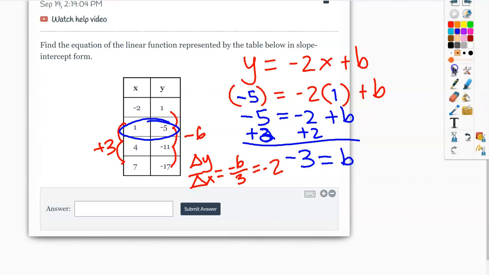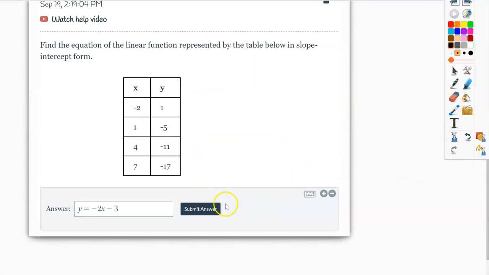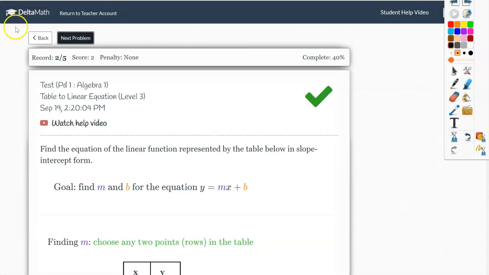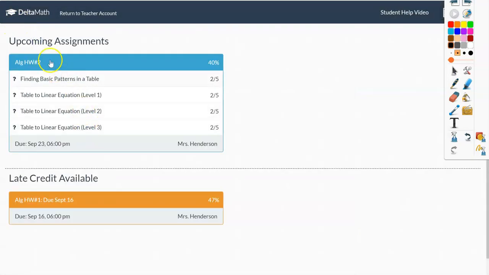So I'm going to type that in. Y equals negative 2x, minus 3. Clear my annotations, and we're good. All right, that concludes homework number 2.